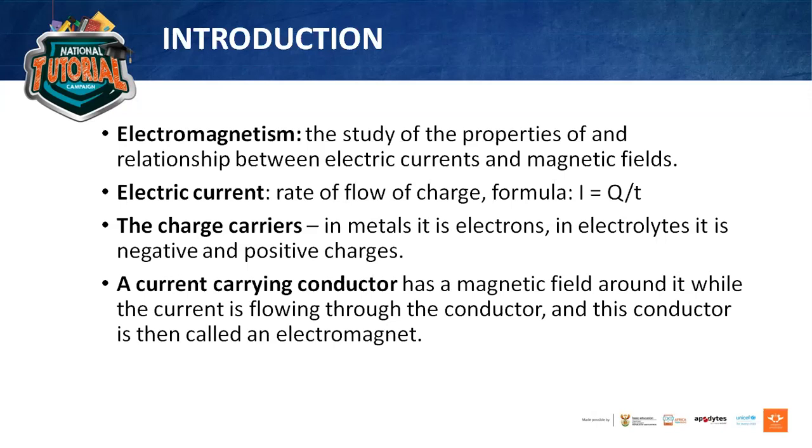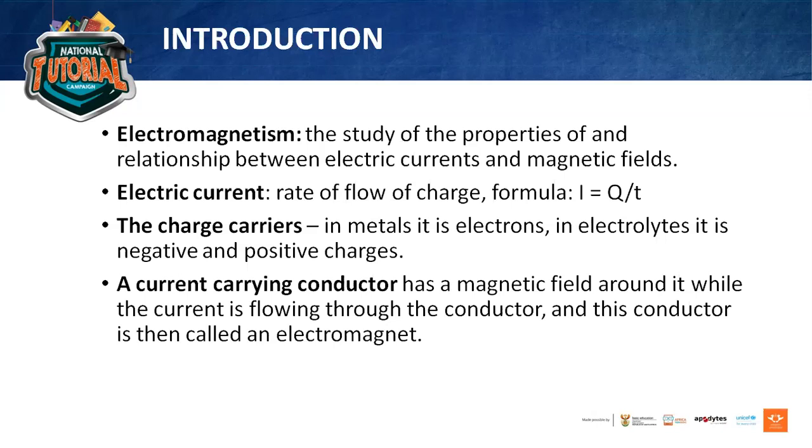So number 2, we've got electric current, which is the rate of flow of charge. And we know the formula is I is equal to Q over t. And that is our electric current. And then number 3, we've got the charge carriers. In metals, it is electrons. In electrolytes, it is negative and positive charges. So those are some of the terms that you're going to see a lot within this chapter.